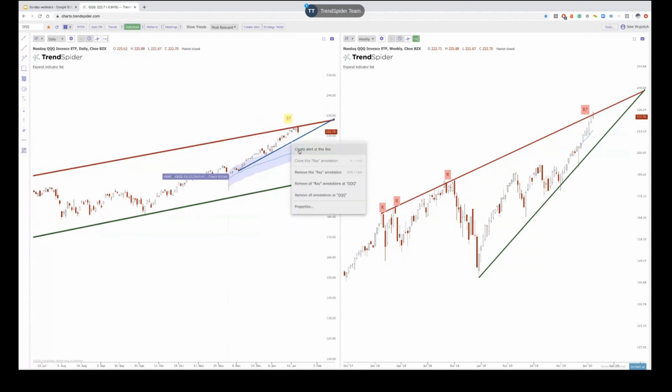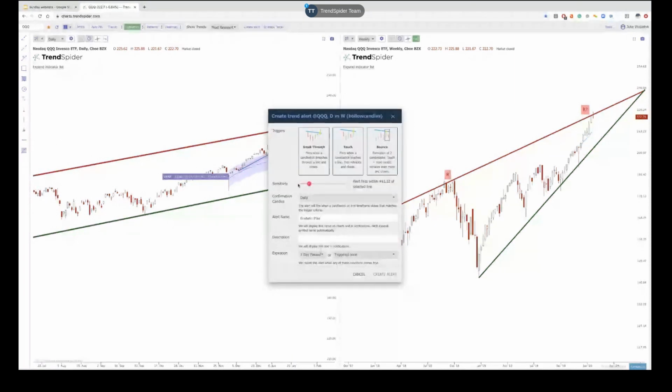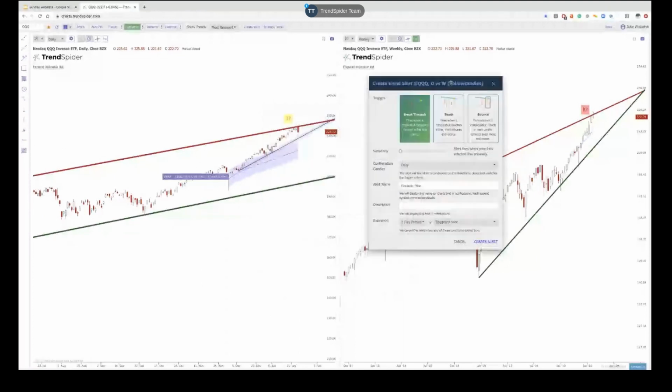So in that case, maybe I want to create an alert here, and instead of a touch, all I want to know is a breakthrough through that line. It doesn't necessarily have to just touch. It actually needs to break through. So if this breaks through, there's a likely chance that we may be going into this zone. So then I do the same thing, support below. Let's do 5 days have passed.